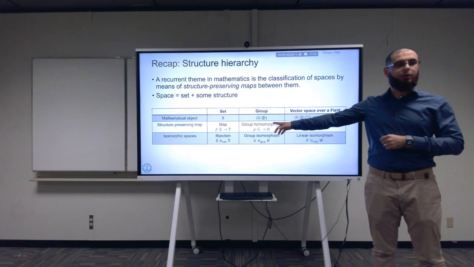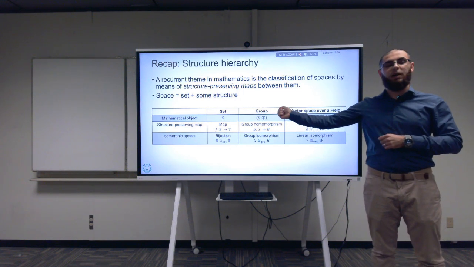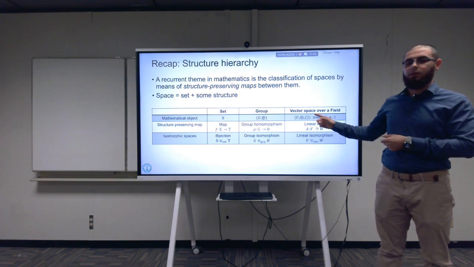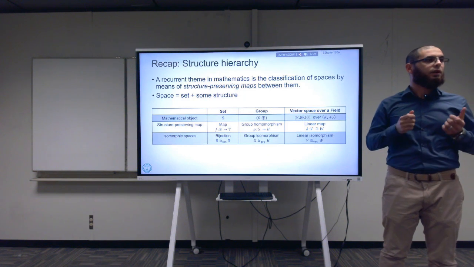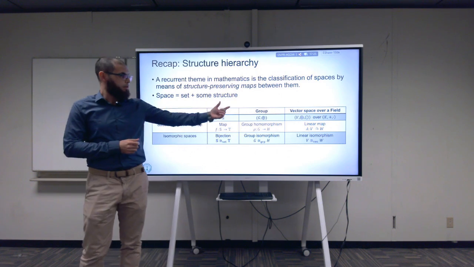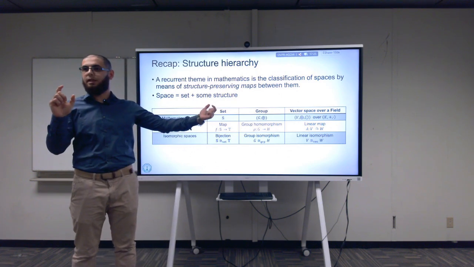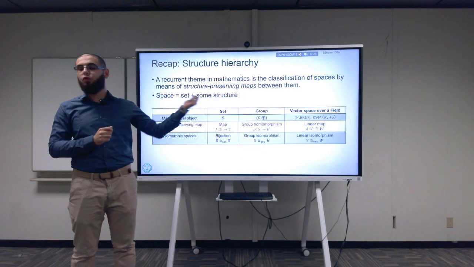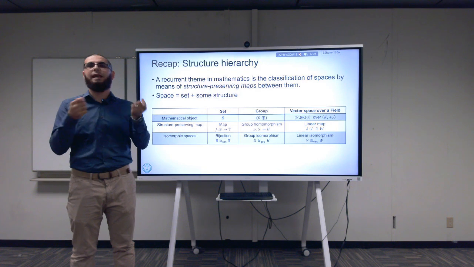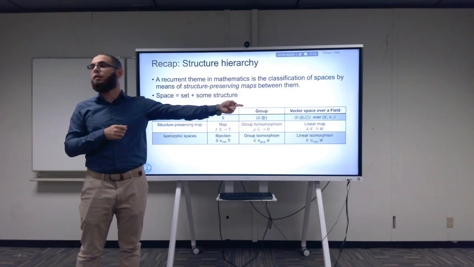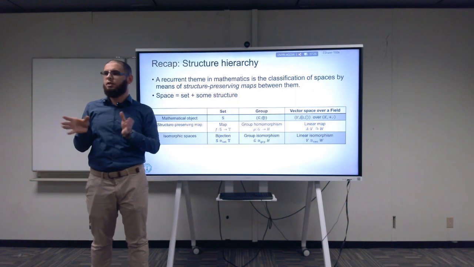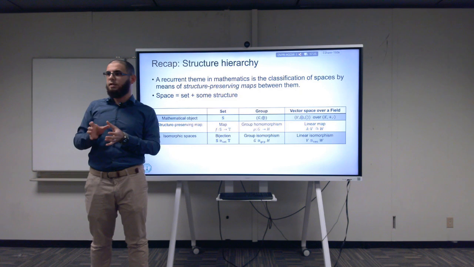Then we talked about the group, and we equipped it with some sort of binary operation that would take two group elements and give you a third group element. Then we talked about vector spaces over a field, and we said that a vector space over a field consists of a vector space, which is just a set, so the set V, and two operations. One we call the vector addition, the other one we call scalar multiplication. And this scalar was something from the field, and the field itself is another mathematical object. The field by itself is not of interest to us, but we always talk about the vector space over a field.